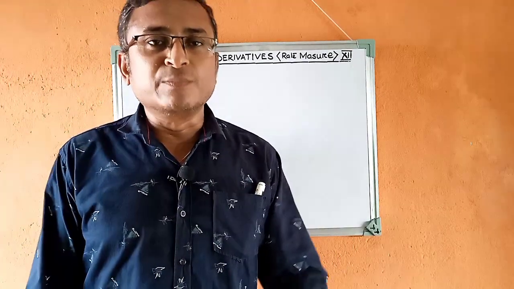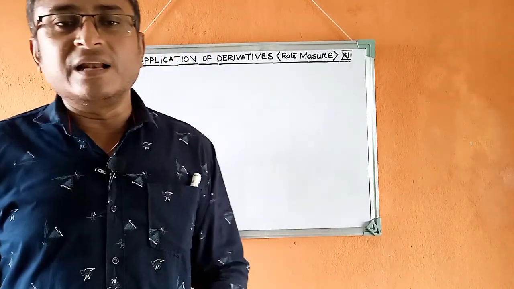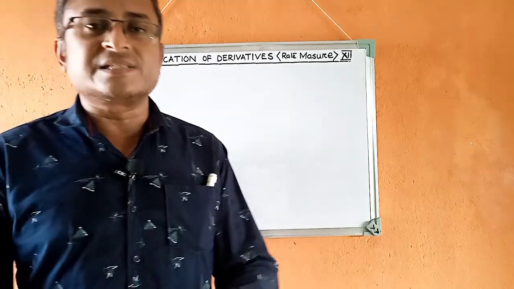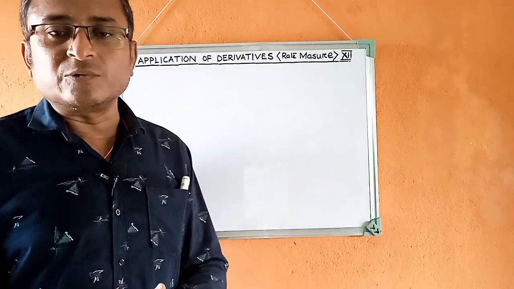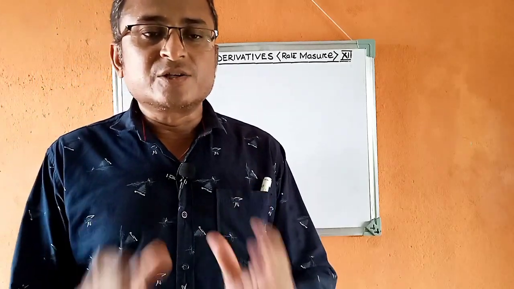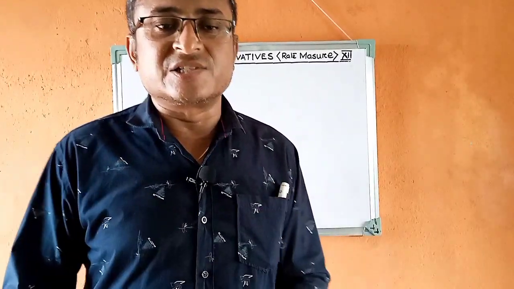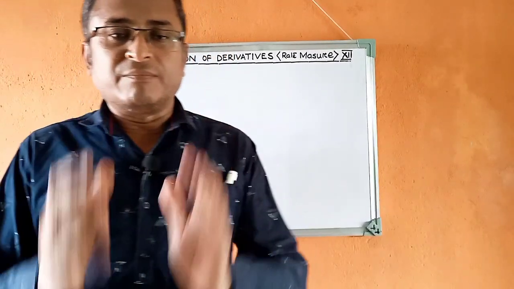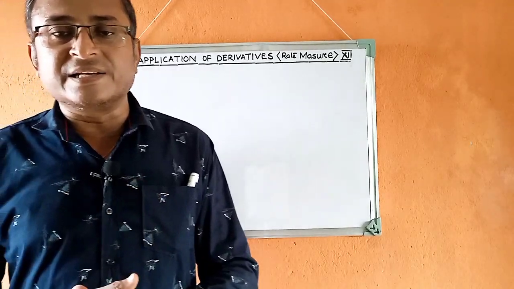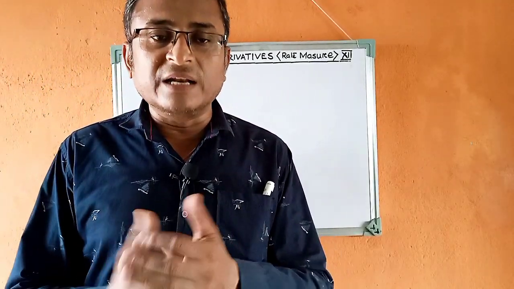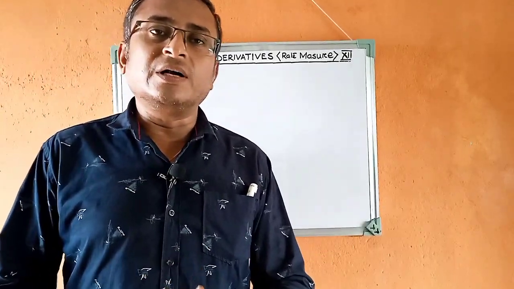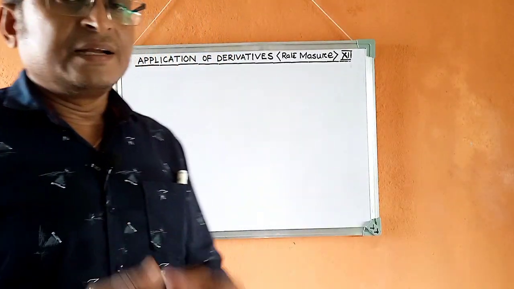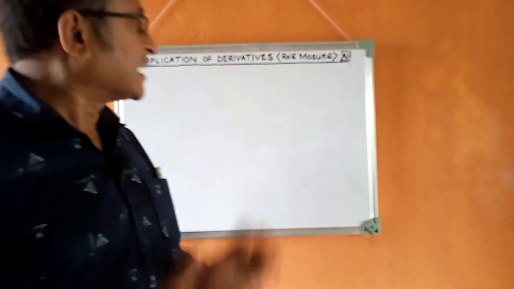Next, the third one is marginal revenue, in short MR. What is marginal revenue? Marginal revenue is the instantaneous rate of change of total revenue with respect to the number of items sold at an instant. Now come to the examples.